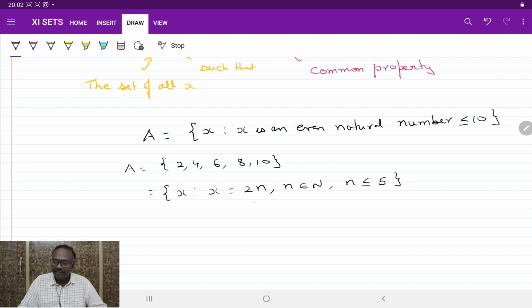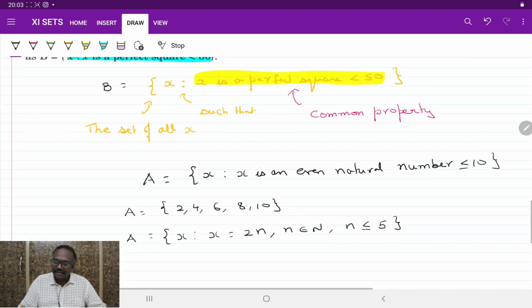From where to where? If n equals 1 then we get 2 into 1 as 2. If n is 2 then 2 into 2 is 4, and if n equals 3 we get 2 into 3 is 6. If n takes a value 4, we get 8, and if n takes a value 5, then we get the value of x as 10, because we are saying x is equal to 2n. So this is the alternate way of writing the set A in set builder form.